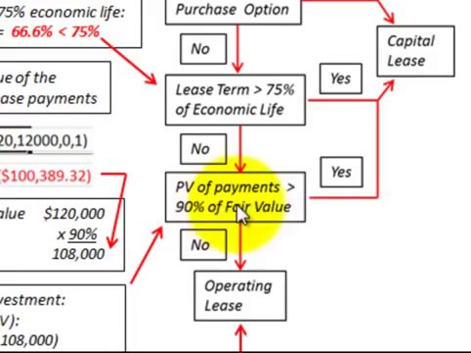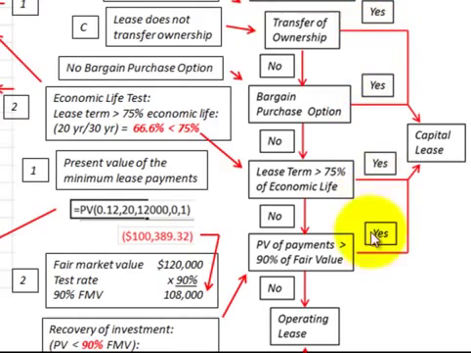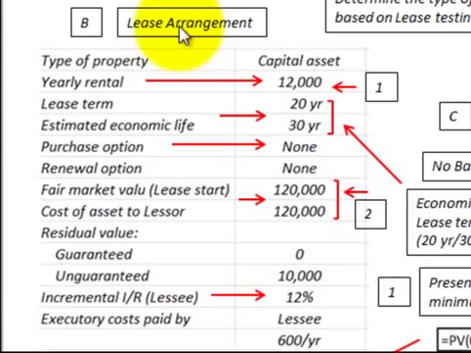Now, if we can answer yes to any one or more of these criteria, it would be classified as a capital lease. And if the answer comes up no for each one of these test criteria, it would be classified as an operating lease.